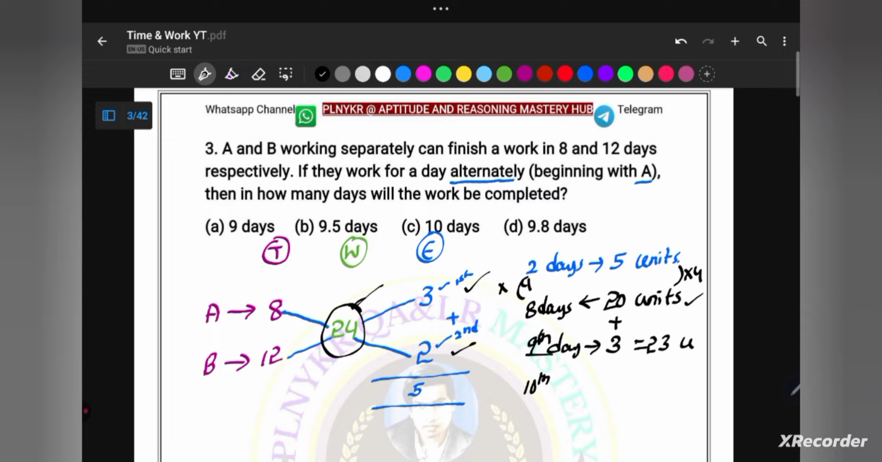On the 10th day, who will be working? B is working, whose capacity is 2 units of work, but the remaining work is only 1 unit. So he will be completing it in half of the day. So how much total time? 9 days plus half day. It will be 9.5 days. Option B.